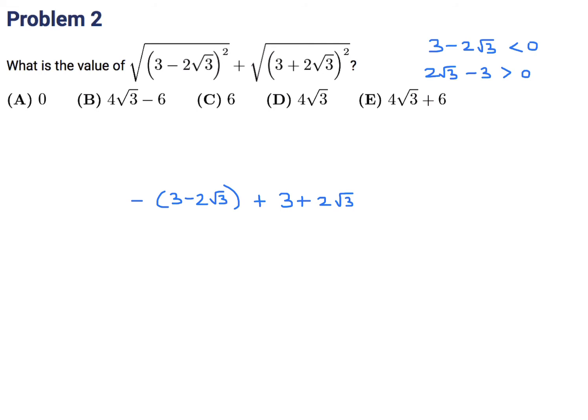Root 3 is about 1.7. If you times it by 2, it would be 3.4. 3.4 minus 3 is 0.4, which is obviously greater than 0. So that's why this is tricky. The rest is pretty straightforward now. 2 root 3 minus 3 plus 3 plus 2 root 3. And that looks like it's just 4 root 3. So number 2, the answer is D.